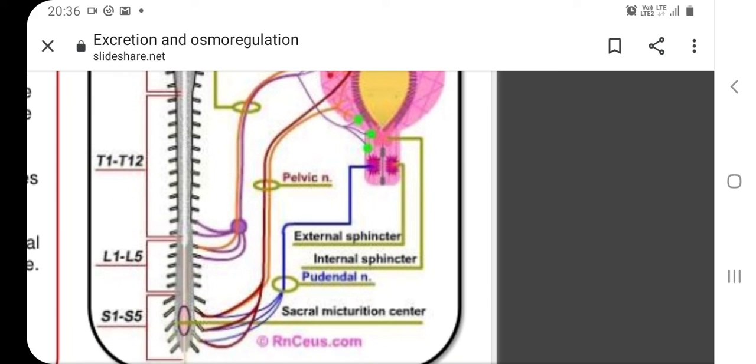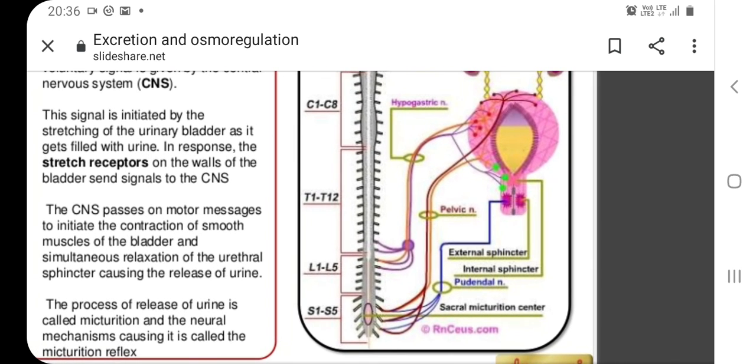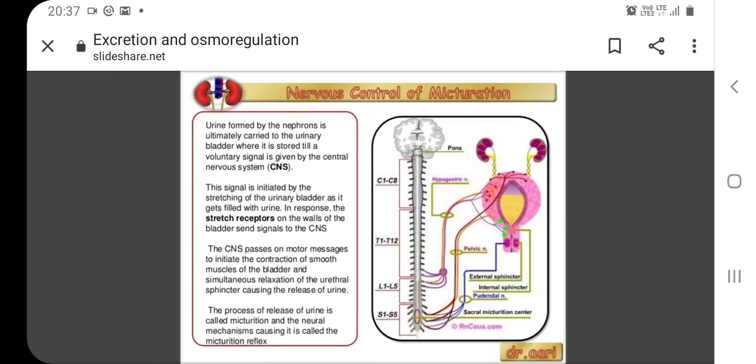You can see the internal and external sphincter. The process of release of urine is called micturition or urination, and the neural mechanism causing it is called the micturition reflex.